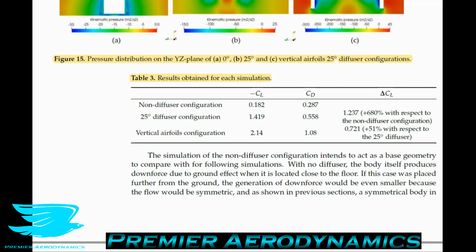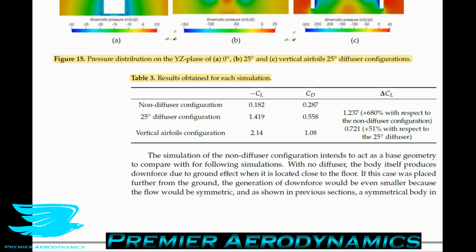As we put the diffuser on, so the 25-degree diffuser, the lift coefficient dramatically drops to 1.4. So it goes from about 0.2 to 1.4. So this is a 700% reduction, or like a negative reduction, a negative increase, I guess you could say, because you want downforce, not lift, which is huge. So it shows that the diffuser is dramatically increasing the downforce and sucking this armored body to the ground.